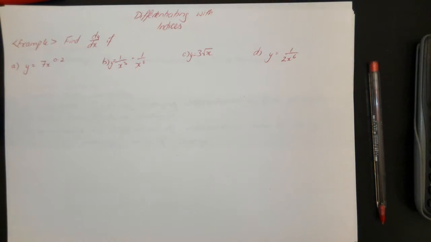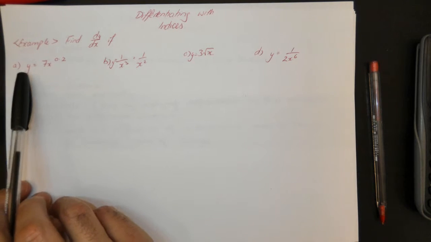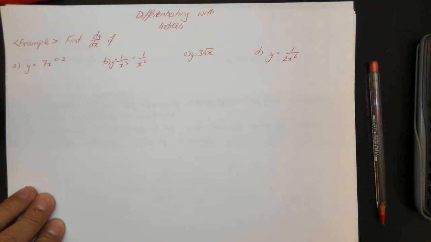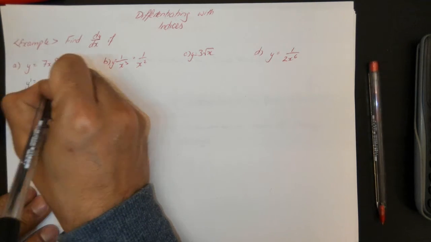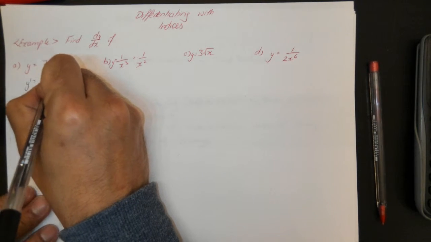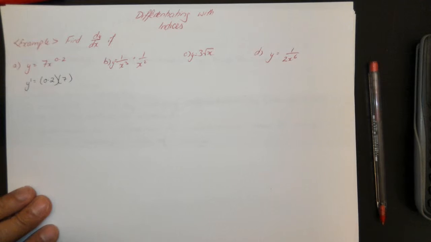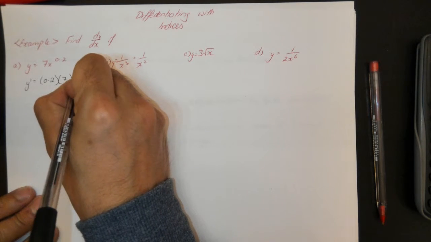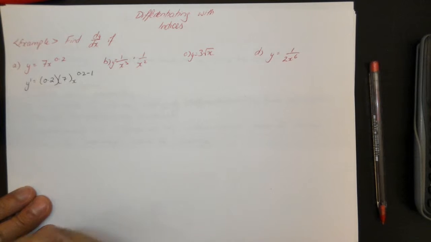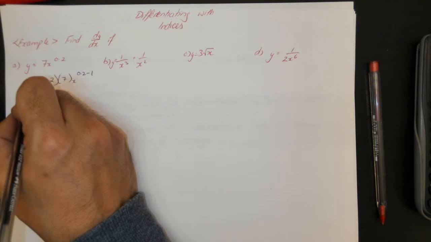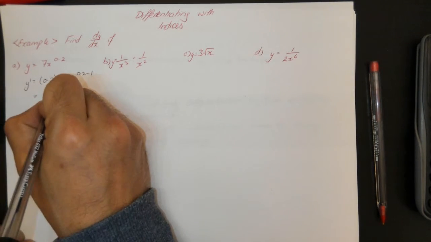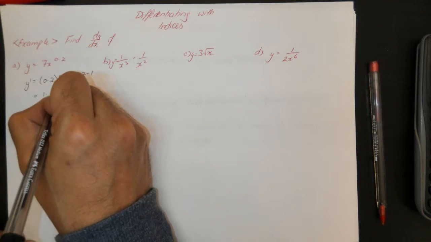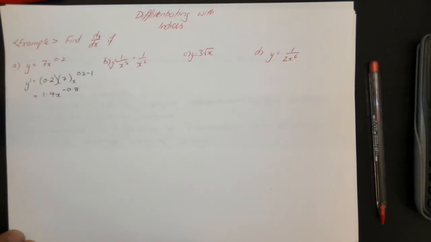Okay. So what happens if we have y equals 7x to the power of 0.2, if we want to differentiate that? Well, we're still going to do the same thing. We're still going to bring the power down, multiply it by its constant, and then reduce the power by 1. So we get 0.2 times 7 is 1.4. We keep the x. 0.2 minus 1 is negative 0.8. And that's dy/dx.